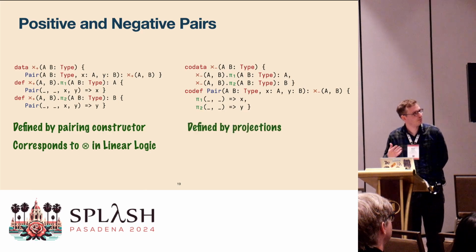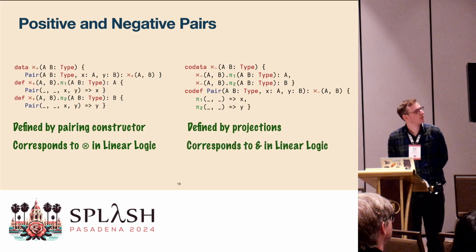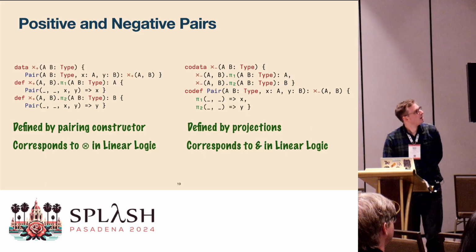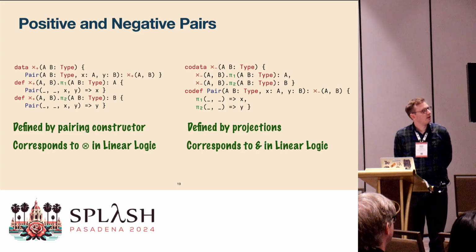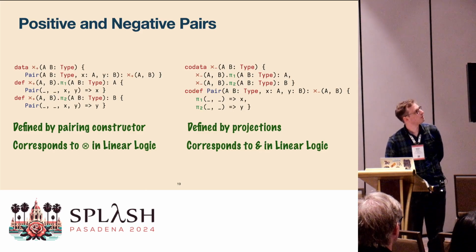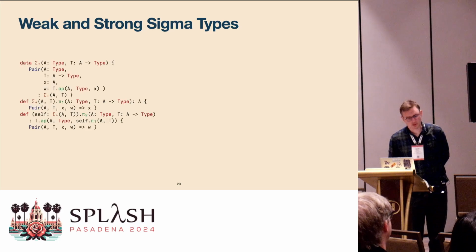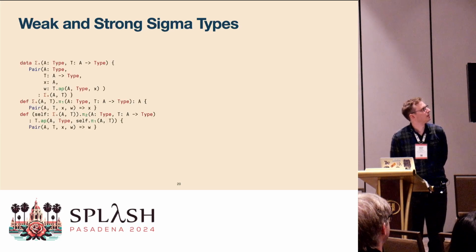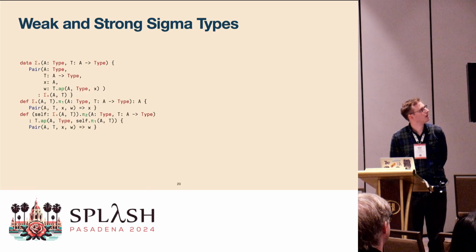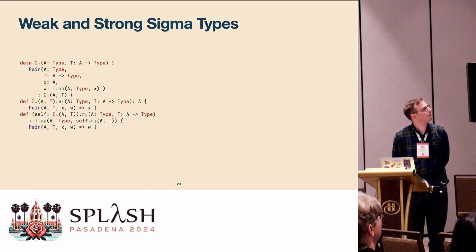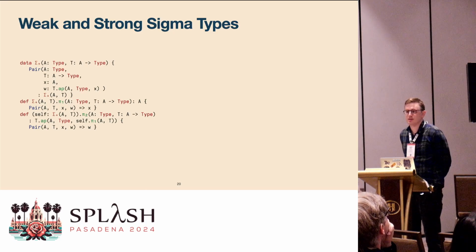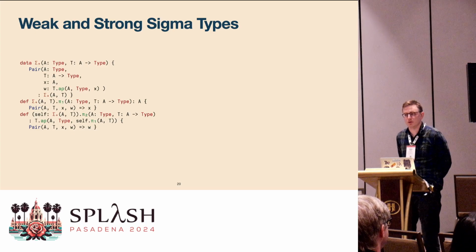is defined by the two projections and corresponds precisely to the with type in linear logic. These two different ways of defining pairs can also be generalized to dependent pairs, or sigma types, which look a little bit more scary. But to the left here, we have the positive dependent pair type, also called the weak sigma type, where the sigma type is defined by a pairing constructor, but the second element depends on the value of the first element.